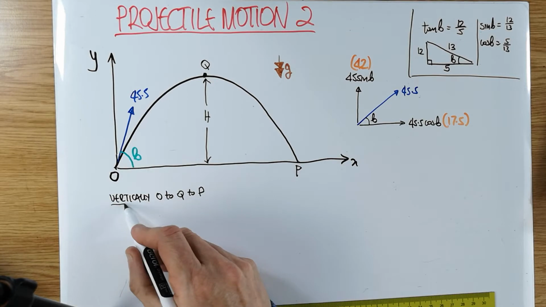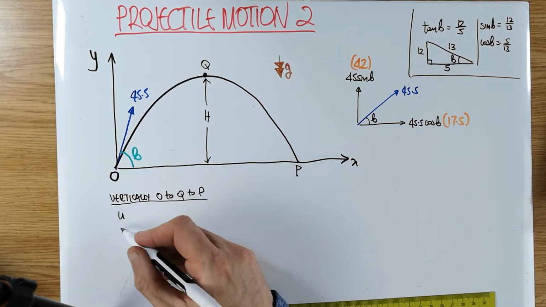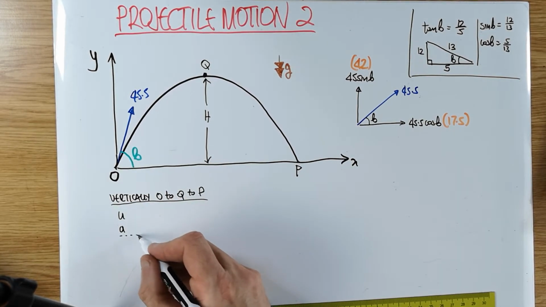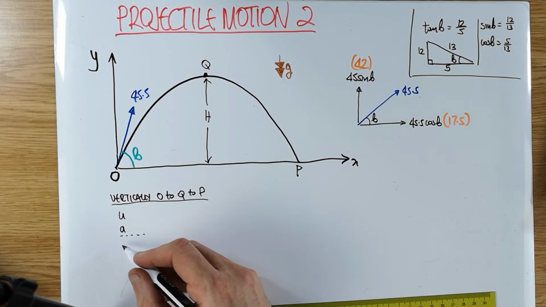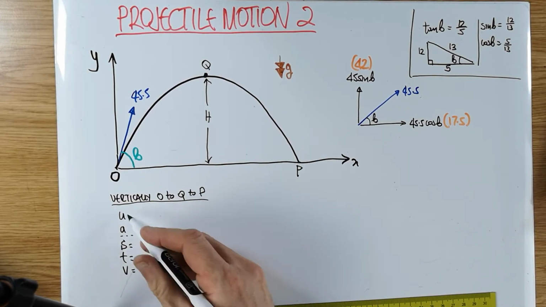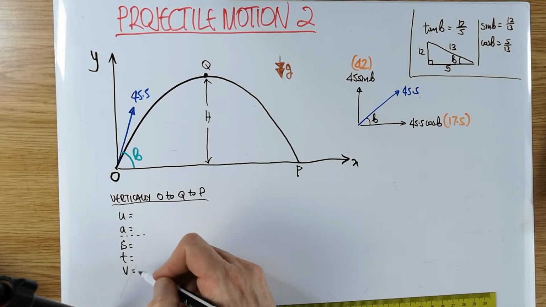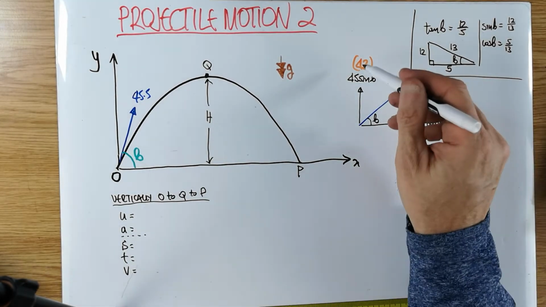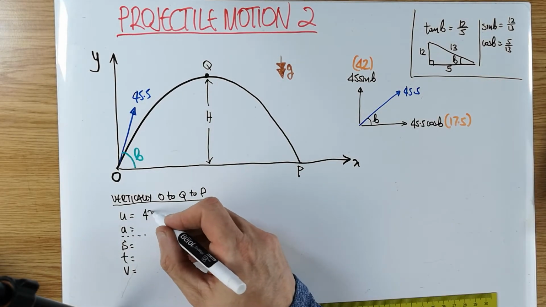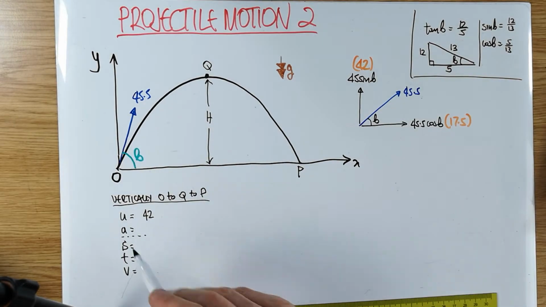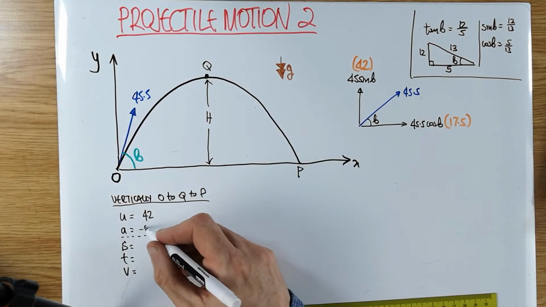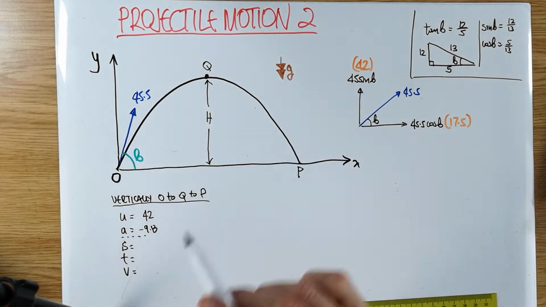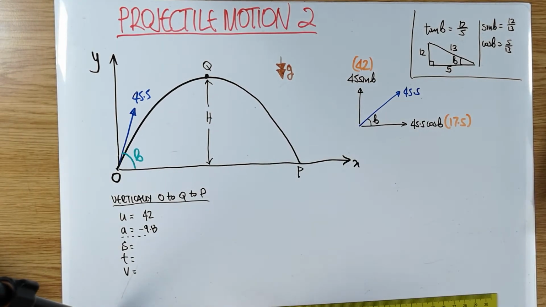That's the journey that I'm looking at, and I'm filling in now my usual kinematic quantities, U, A, S, T, and V. These are my constants at the top, and these are my variables. So I'm projecting upwards with a speed U, which is 42. Remember, that's the initial vertical speed, subject to an acceleration of minus 9.8. That's the g there, minus because it's pointing downwards.